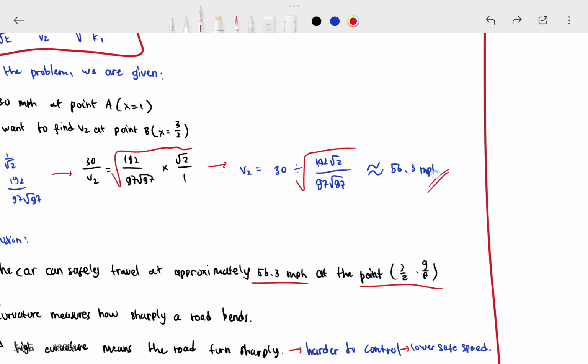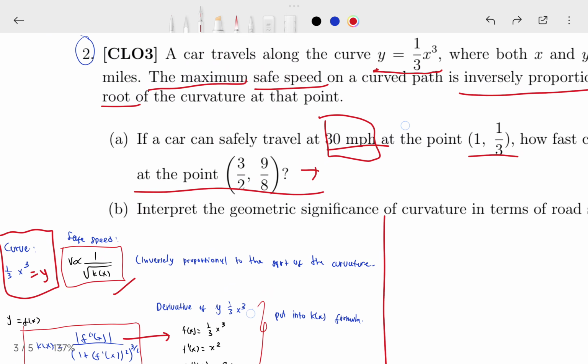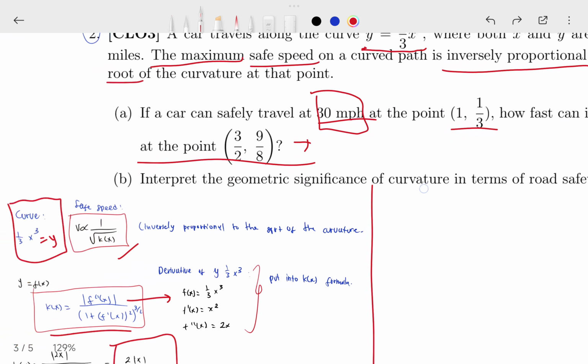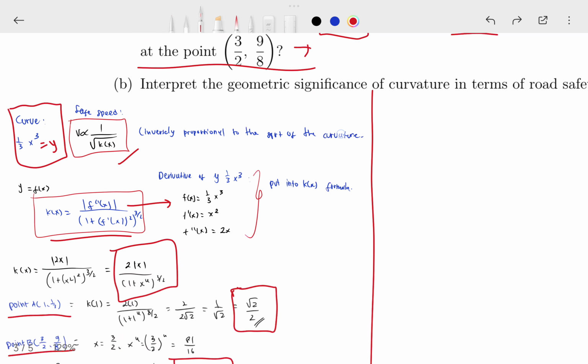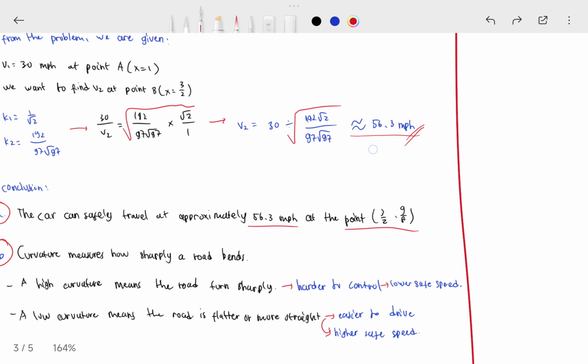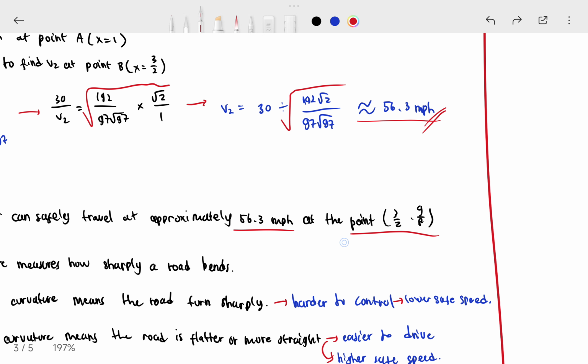And for our conclusion in this number, the question was how fast can it safely travel at the point (3/2, 9/8). So the safe speed is approximately 56.3 miles per hour at point B, (3/2, 9/8).